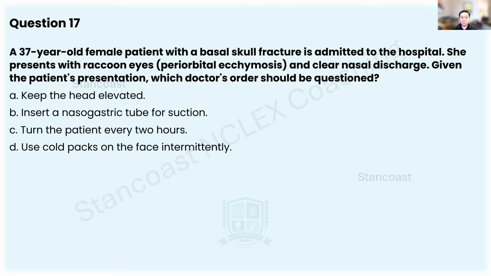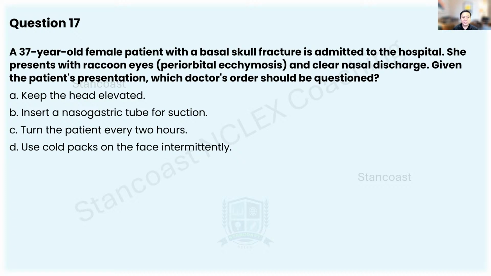Let's have number 17. We're almost done, guys. It's already 2:55 in my time. A 37-year-old female patient with a basal skull fracture is admitted to the hospital. She presents with raccoon eyes, which is the periorbital ecchymosis, and clear nasal discharge. Given the patient's presentation, which doctor's order should be questioned? Is it A, keep the head elevated, B, insert a nasogastric tube for suction, C, turn the patient every 2 hours, D, use cold packs on the face intermittently?